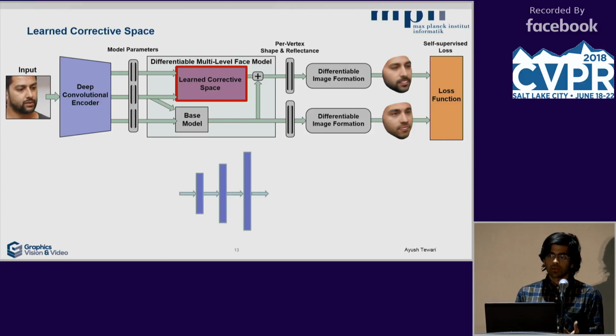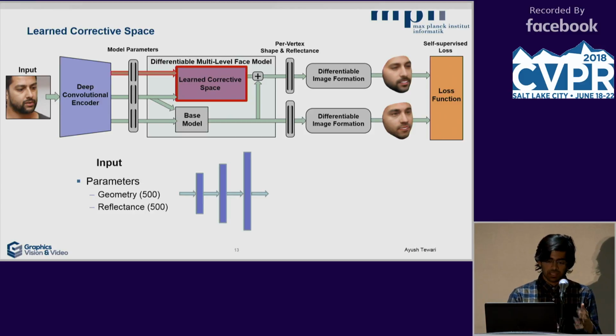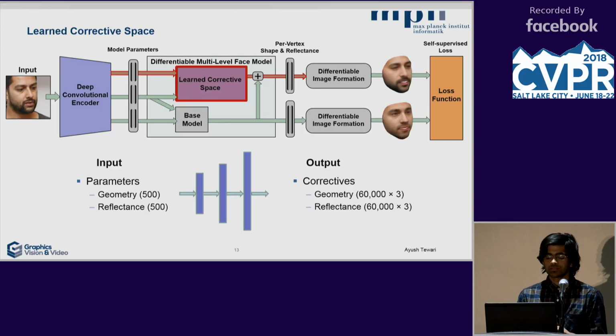It itself is modeled as a neural network, which as input receives again some low dimensional parameters for both geometry and reflectance, and as output gives the per vertex correctives for again both the components. Note that we have two separate models to capture the geometry and reflectance of the face.